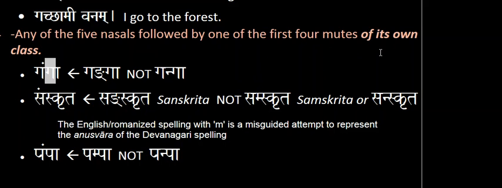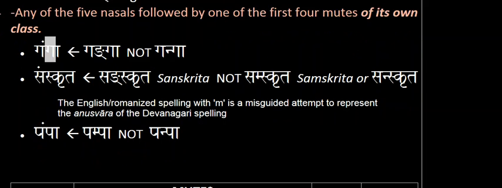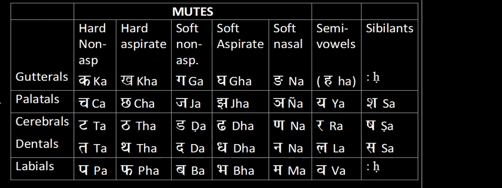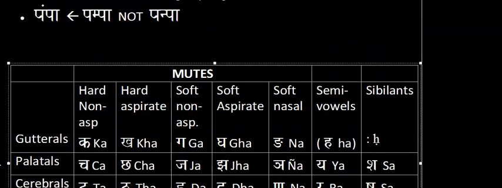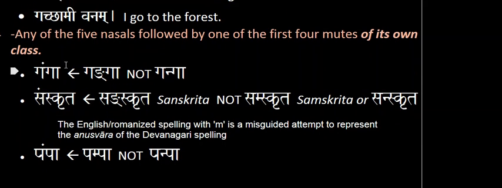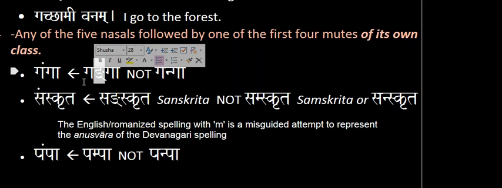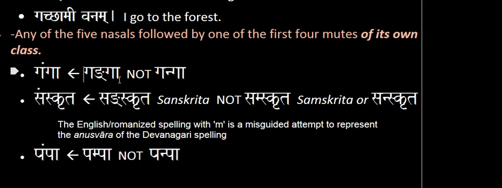Let's take a look at which class it belongs to. Ga belongs to the gutturals class. So since ga belongs to the gutturals class, if we take a look at nga, nga belongs to the same class, the gutturals, the same class as ga. So because of that, this dot on the top here represents a half nga. And that's why it's Ganga. Okay?